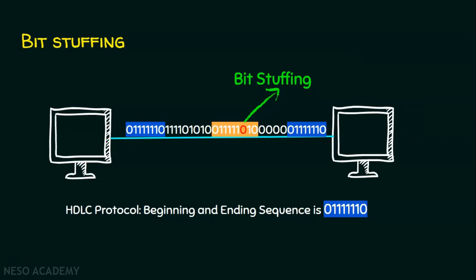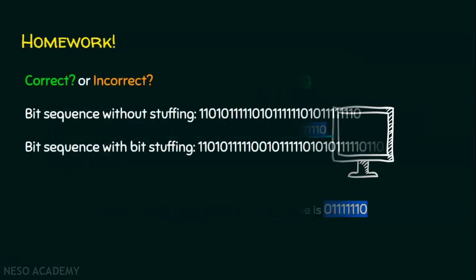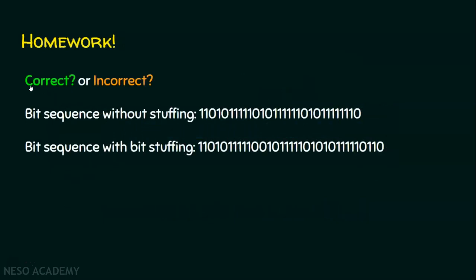And there is a homework problem for you. Let's see what that is. We are required to find whether the given sequence is correct or not. So the bit sequence without stuffing is given here. So this is the data without bit stuffing. And the second line, that is this line, is the bit sequence with bit stuffing. And we are required to find whether the bit stuffing performed on this data is correct or incorrect. So post your answers in the comment section.